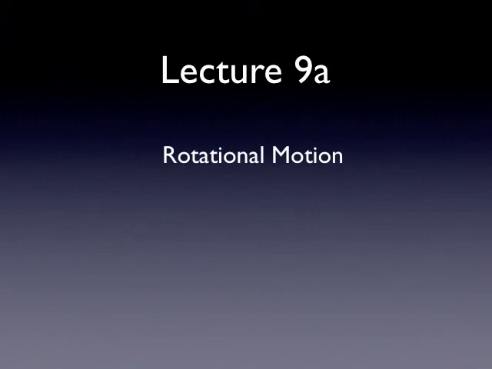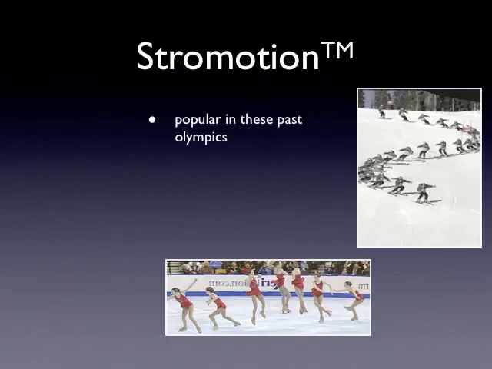Lecture 9, Part A, on rotational motion. Recall we talked about motion diagrams in the beginning of the semester. These two motion diagrams we saw before. One of a skier, whose displacement is increasing and the direction is changing. So in this type of motion, we see the skier is gaining speed and changing direction.